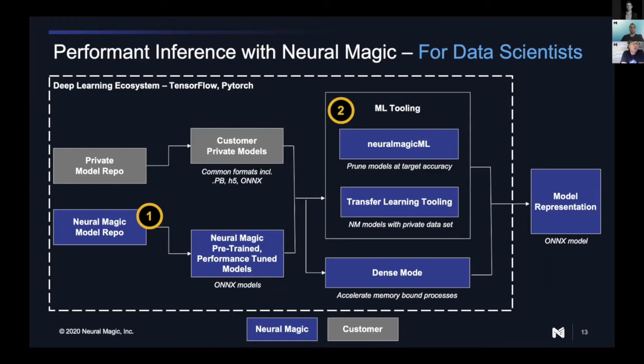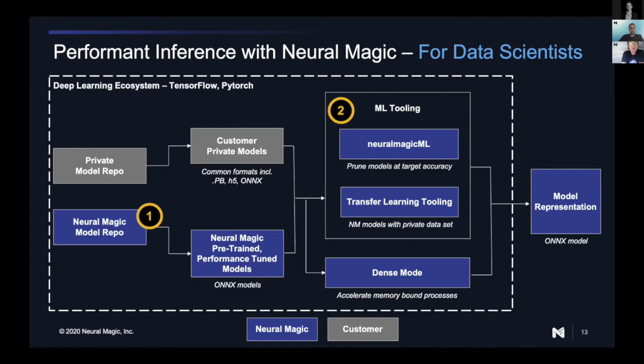The first is the Neural Magic Model Repo, where you have a set of pre-trained, performance-tuned models for both TensorFlow and PyTorch that sits alongside your private model repo or maybe the TensorFlow Zoo or the other models that are available to you. And the second thing is the Neural Magic ML tooling. So this consists of a set of software called Neural Magic ML. It allows you to prune models at various target accuracies, and we'll see a little bit of this in the demo later today, as well as transfer learning tools that allow you to take the Neural Magic models and transfer learn them on your own data sets.